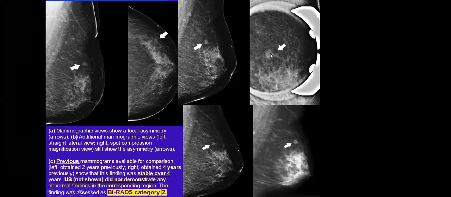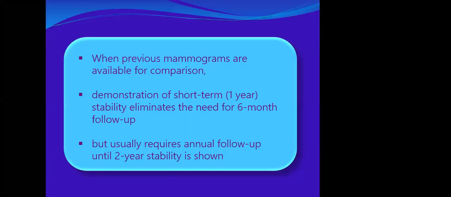If you look here, look for it. It looks like a mass. It looks like an irregular spiculated one, but it was stable for 4 years, so we will code it as BI-RADS 2. So when previous mammograms are available for comparison, the demonstration of short-term, 1 year stability eliminates the need for 6 months follow-up.